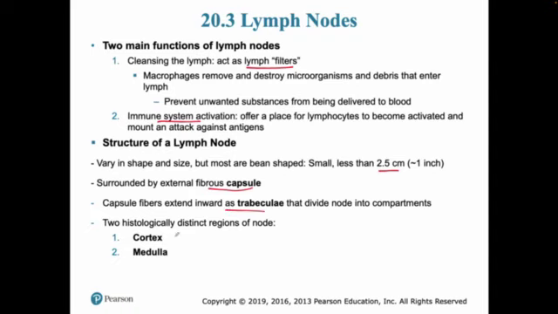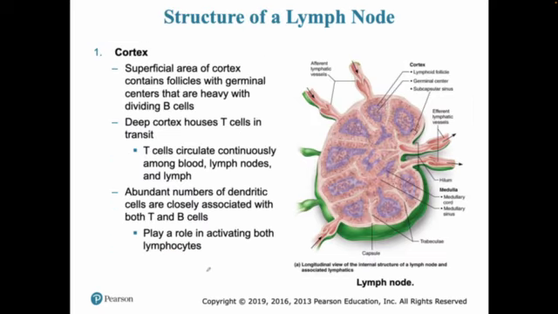And there are two histologic regions of the nodes: the cortex and the medulla. Cortex is obviously outside, and medulla is basically inside. So this is how it will look. This is the cortex area, the superficial area, and inside we have the medulla area.